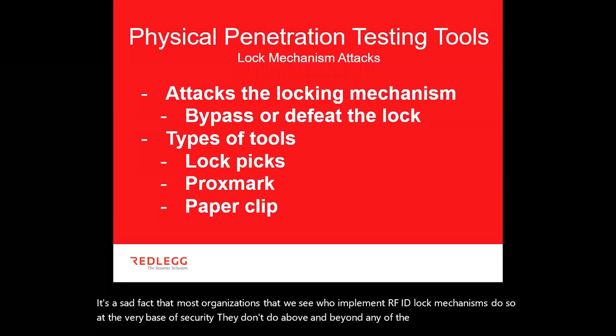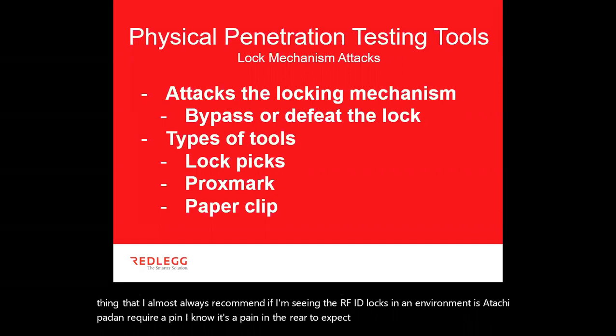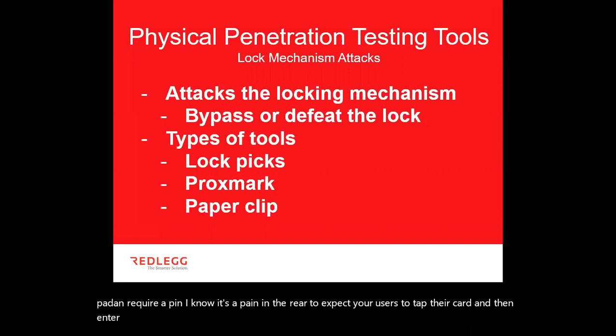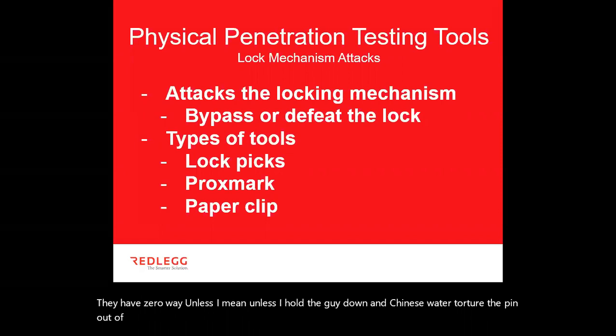One thing that I almost always recommend if I'm seeing RFID locks in an environment is to add a keypad and require a PIN. I know it's a pain to expect your users to tap their card and then enter a PIN, but talk about cutting the attacker's legs off. Unless I hold the guy down and Chinese water torture the PIN out of him, the chances of me getting that PIN, or shoulder surfing it, whatever, I guess there's ways, but it's slim, right?